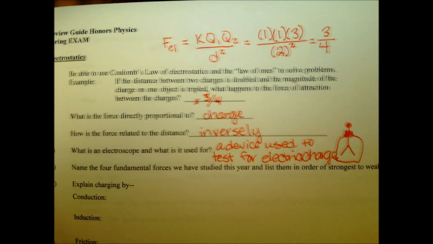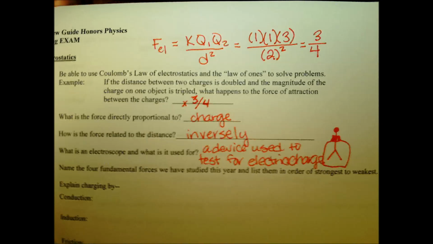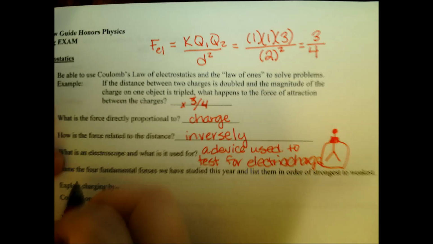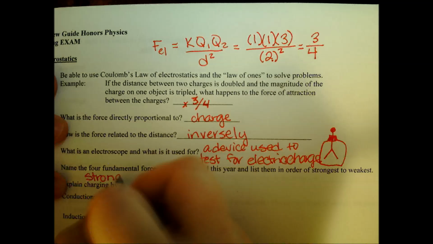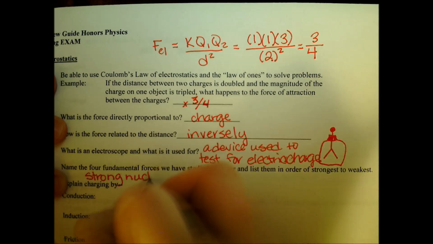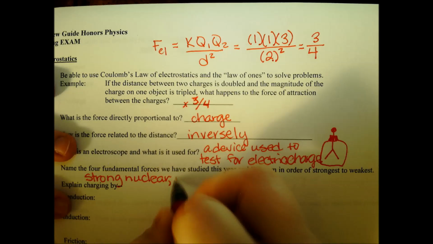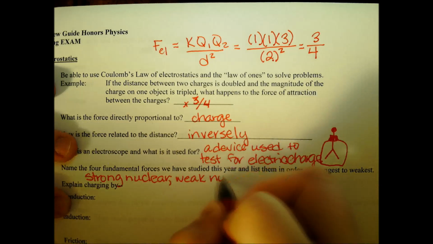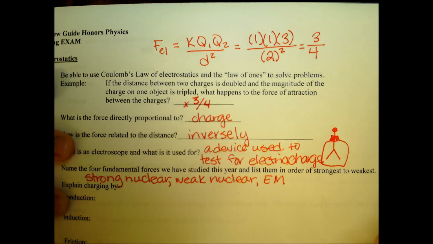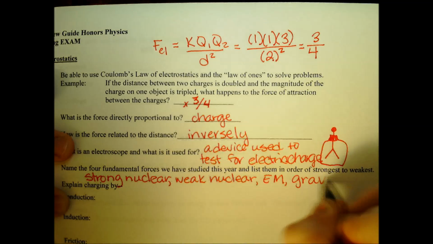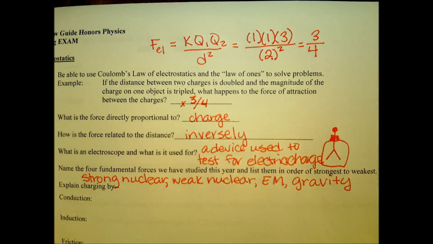All right, now name the four fundamental forces and list them in the order of strongest to weakest. This should be pretty easy because we just finished learning about the strongest, which is the strong nuclear force. The trickiest one is probably the weak nuclear force, just because we haven't really learned about it, but it goes next. Then you have electromagnetism, then gravity. Gravity, surprisingly, is the weakest of the fundamental forces.